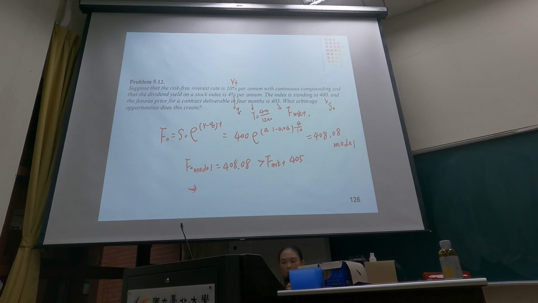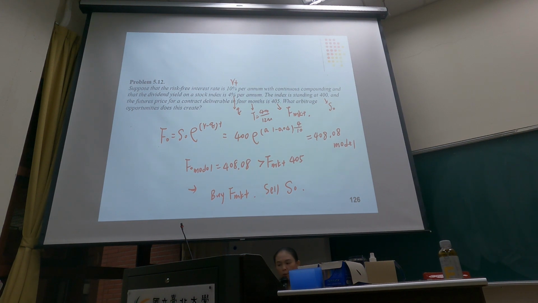So what you do is buy futures and sell the index. You cannot sell the model, so sell S0, right?